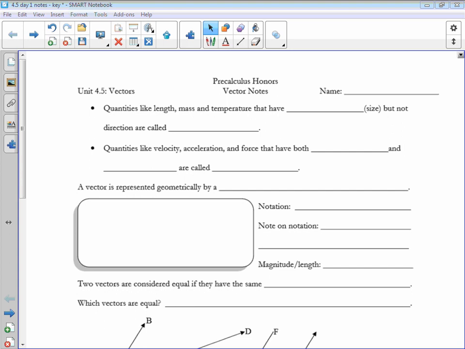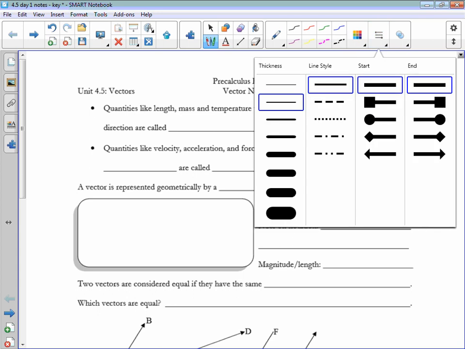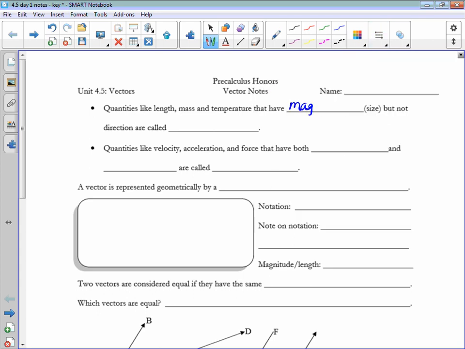Guys, let's start filling these in here. So we're talking about vectors. Quantities like length, mass, and temperature that have, anybody know what those are? Magnitude, good. That have magnitude, but not direction, are called, do you know what those are called if it's got magnitude but no direction? Scalar, yes.